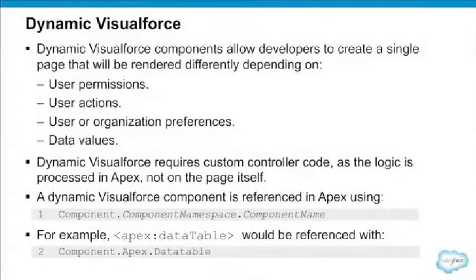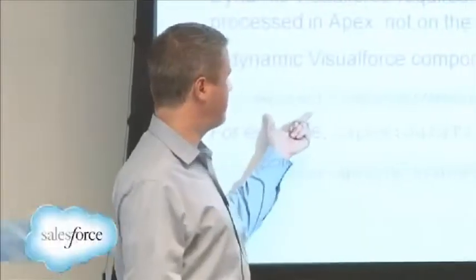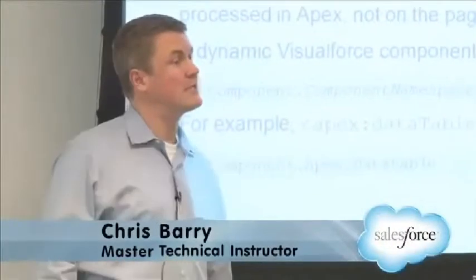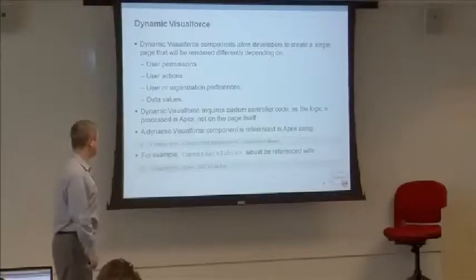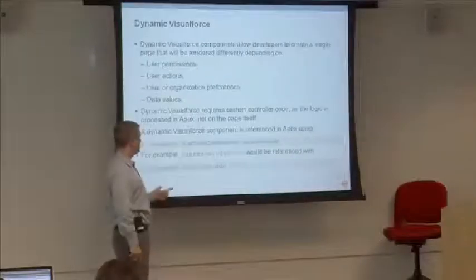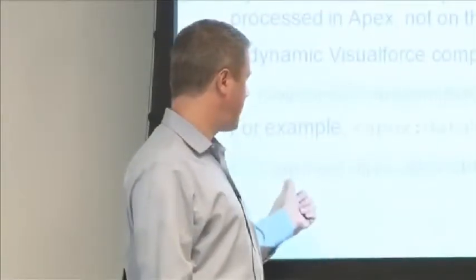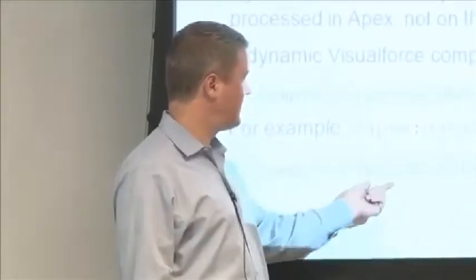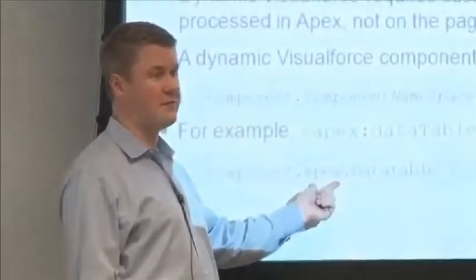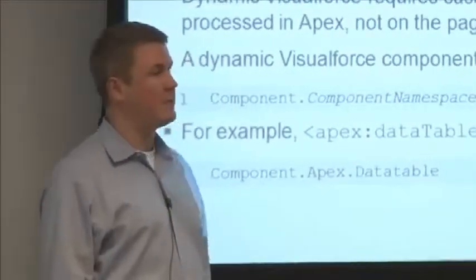Dynamic Visualforce gives you the ability to dynamically render components based on a decision that's made in your controller extension. So in Apex, there are a number of component classes for the different types of components you would be working with. For instance, here's an example associated with a data table tag. We have Component dot, and because this is a standard component, the Apex namespace, and then our data table.